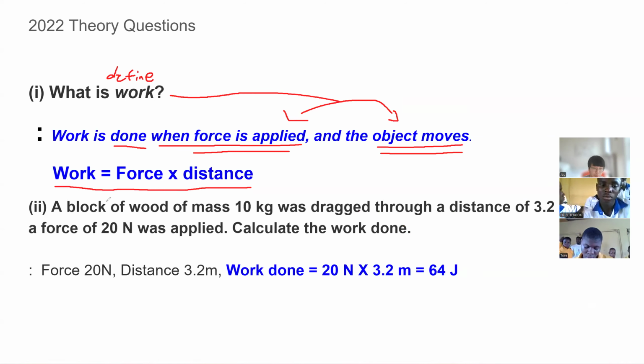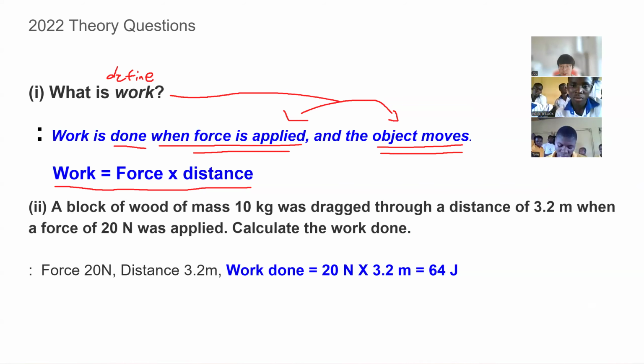Second question. A block of wood of mass 100 kilograms was dragged through a distance of 3.2 meters when a force of 20 newtons was applied. It asks you to calculate the work done. We have a force of 20 newtons, distance of 3.2 meters. It's the same as the last question. It's simply multiplying F, 20, by D, the distance, 3.2.